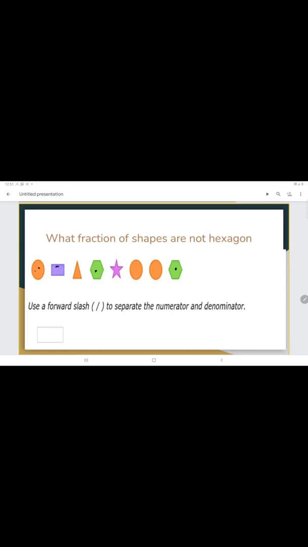So 1, 2, 3, 4, 5, 6. There is 6. The numerator is 6. Now 1, 2, 3, 4, 5, 6, 7, 8. So the denominator is 8. So the answer is 6/8. Guys, this 6/8 is the right answer to this question. So let's go to our next question.